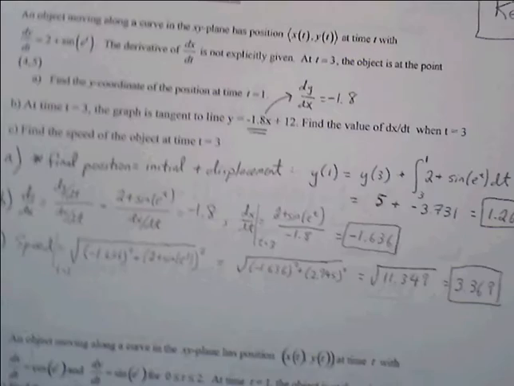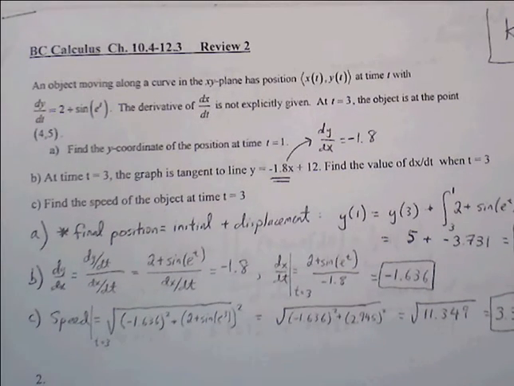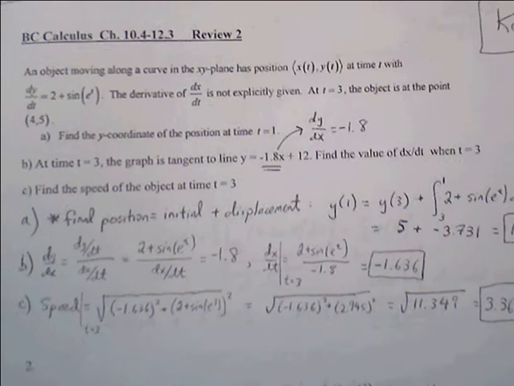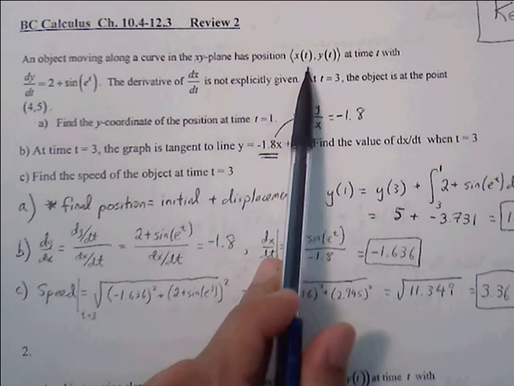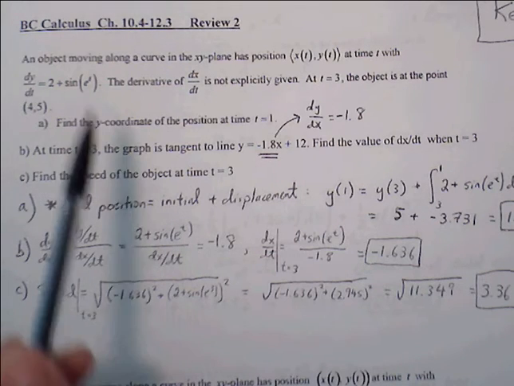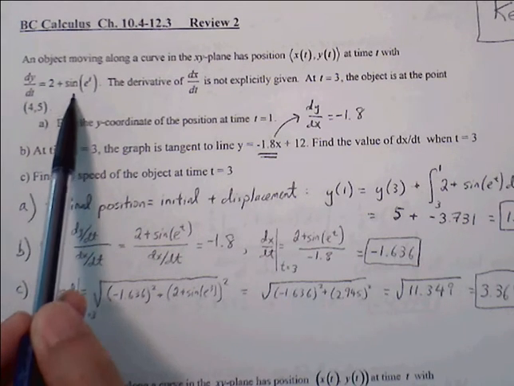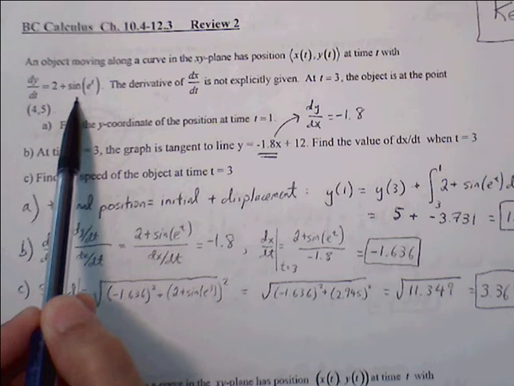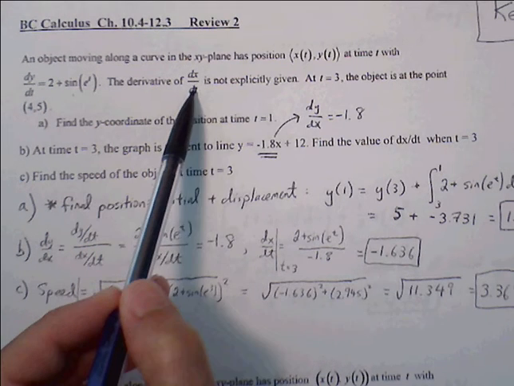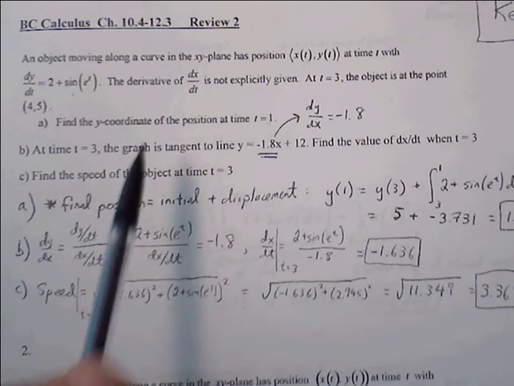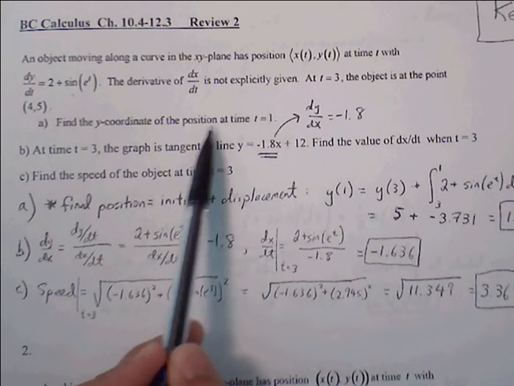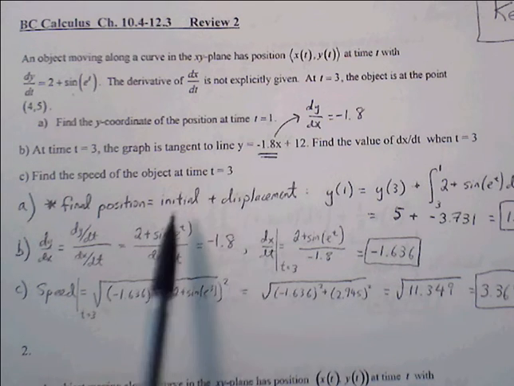We're working through 10.4 to 12.3, review number 2. All right, an object moves along the curve. It has position x of t, y of t at time t, with dy/dt equal to 2 plus sine e to the t. The derivative dx/dt is not explicitly given. At time t equals 3, the object is at (0, 5). Find the y-coordinate of the position at time t equals 1.